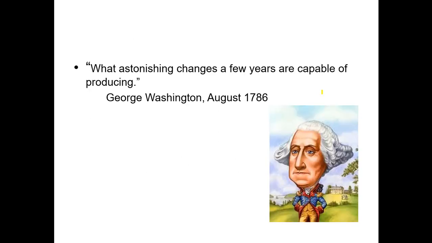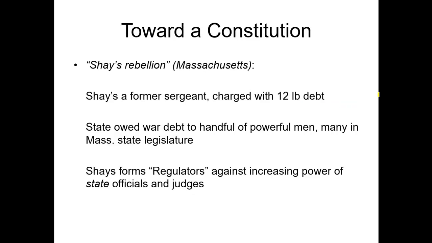And George Washington himself had written about his concern even during the Revolutionary War. The troops were very attached to their states. For example, the New Jersey regiment would claim, we're fighting for New Jersey, when Washington would try to get the point across, well, you're fighting for the United States of America, but there was still attachment to the states. And he wrote here to a friend, what astonishing changes a few years are capable of producing. So it was getting fairly critical.